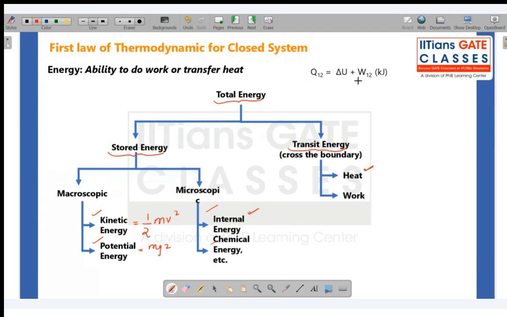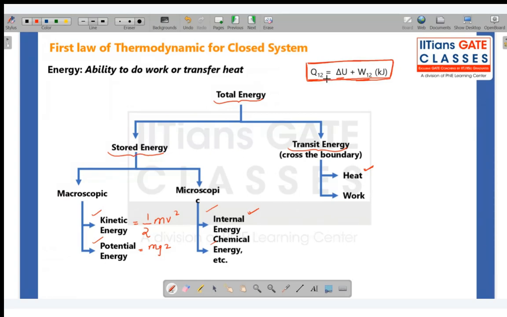Okay. So you see, work transfer we have discussed in detail. Heat transfer, internal energy, we are going to discuss. And anyone can tell me what is this box that I have marked, highlighted? Anyone? First law for what? Process and for a closed system. Yes, for a closed system.